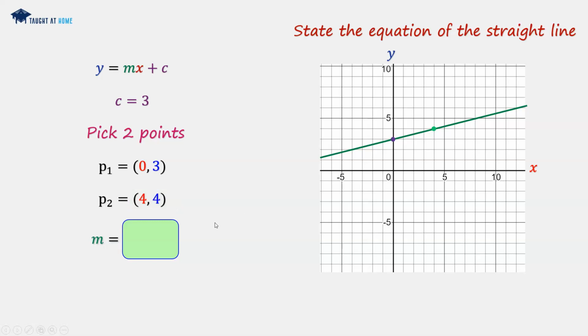So now we have x1, y1, x2, y2, so we can transfer these into the equation. So 4 minus 3 over 4 minus 0, so that becomes 1 over 4. So m is equal to 1/4. And putting it into the equation, we get y equals 1/4 x plus 3.